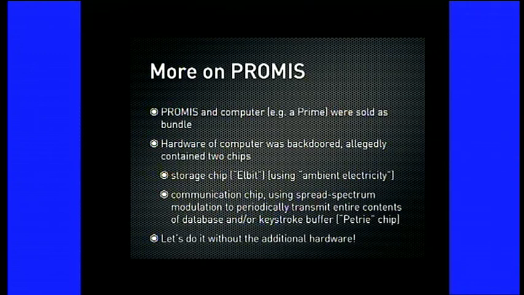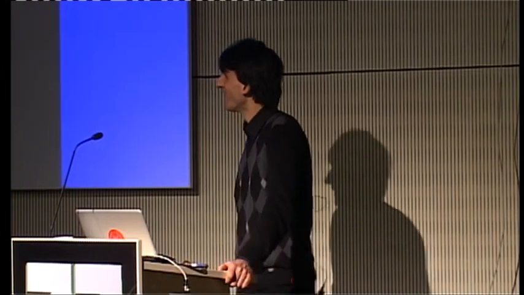So there was a storage chip called the L bit, and this used something called ambient electricity. Apparently, I don't believe that, but supposedly it used basically leakage from capacitors, even when your computer was off, to store data for you. And there was a communication chip which used spectrum modulation to modulate out the entire contents of the database and of the keyboard buffer. And this was called the Petri chip.